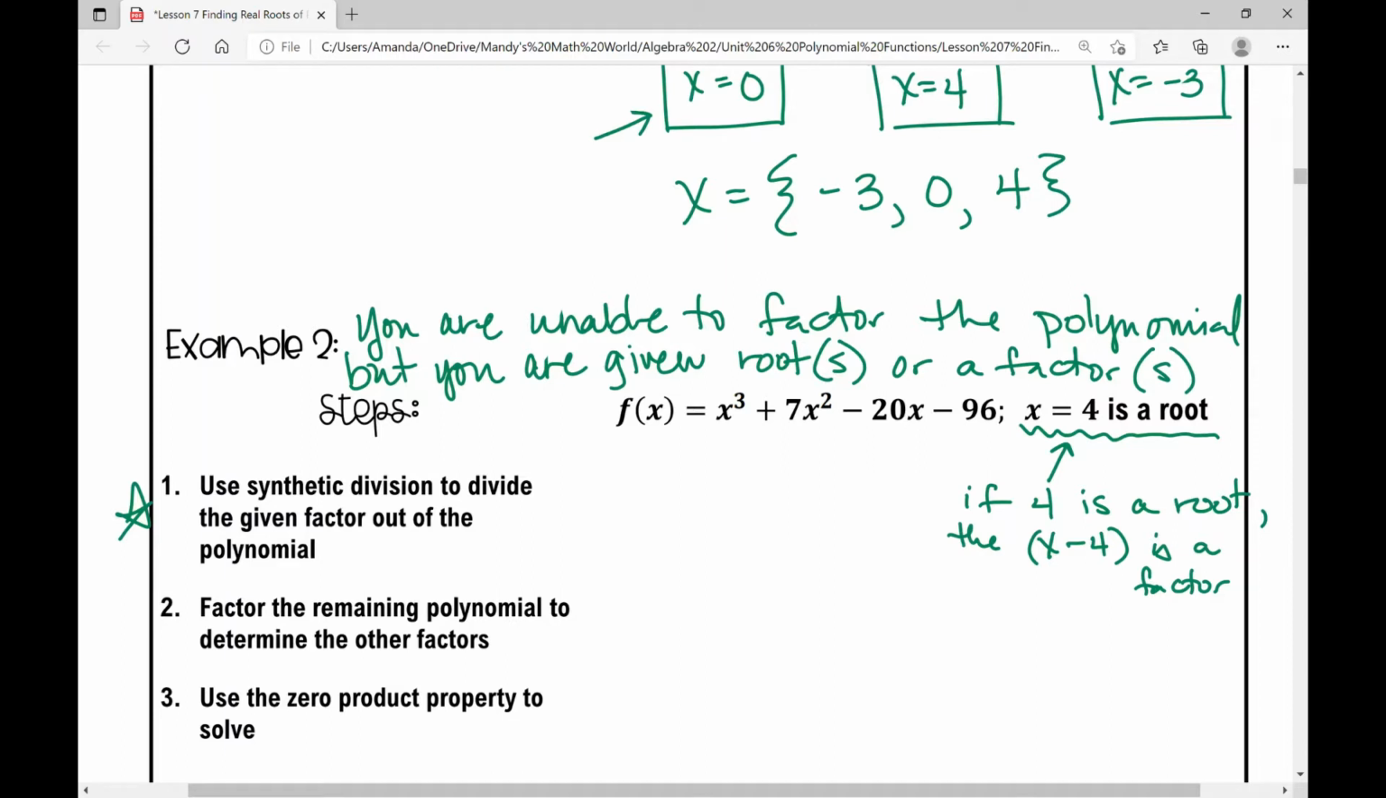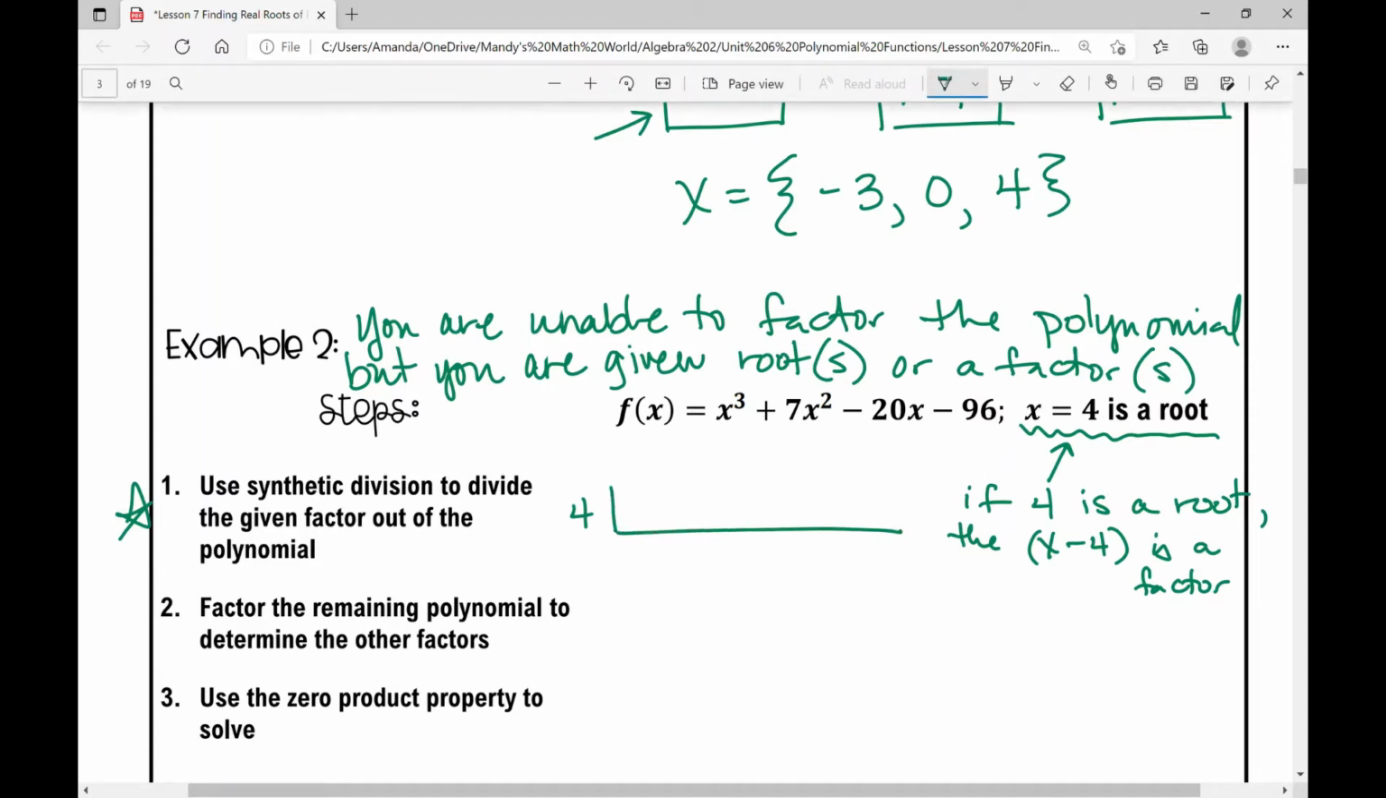What we're going to do is take the root and divide the root out. So if x minus 4 is a factor, you're going to divide out a positive 4. So let's use synthetic division. I put my coefficients here: 1, 7, negative 20, and negative 96. In synthetic division, I bring down the 1.